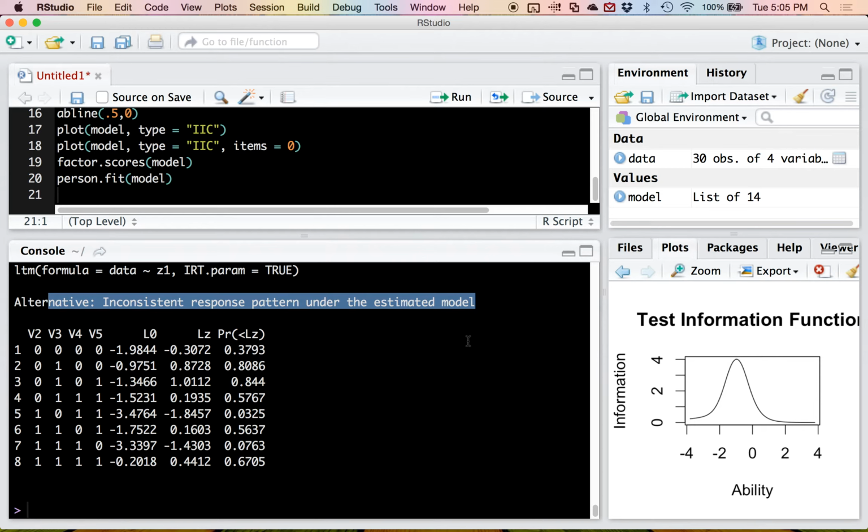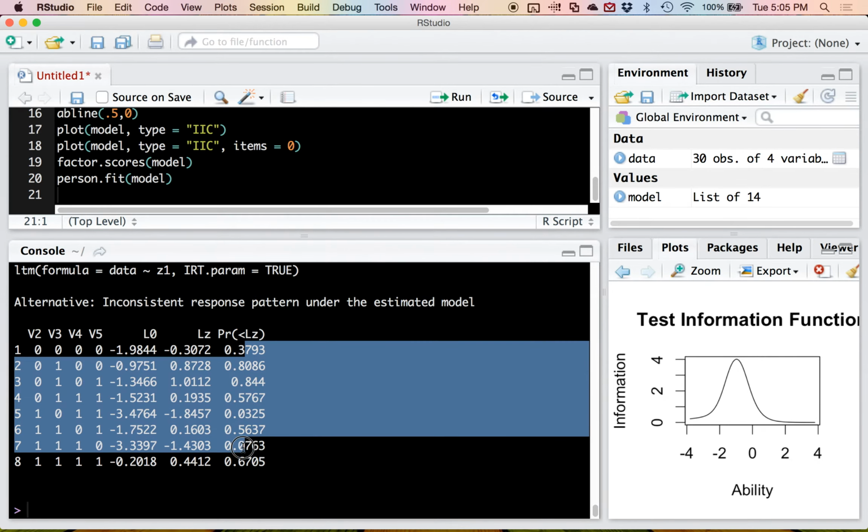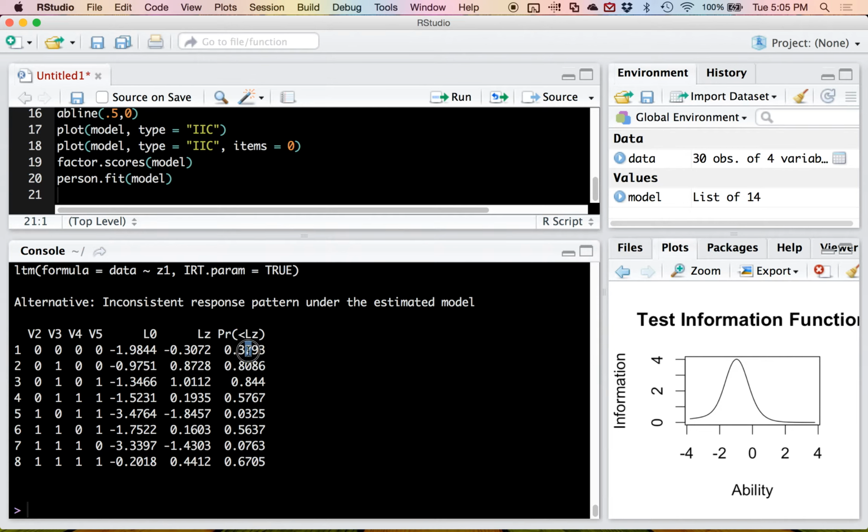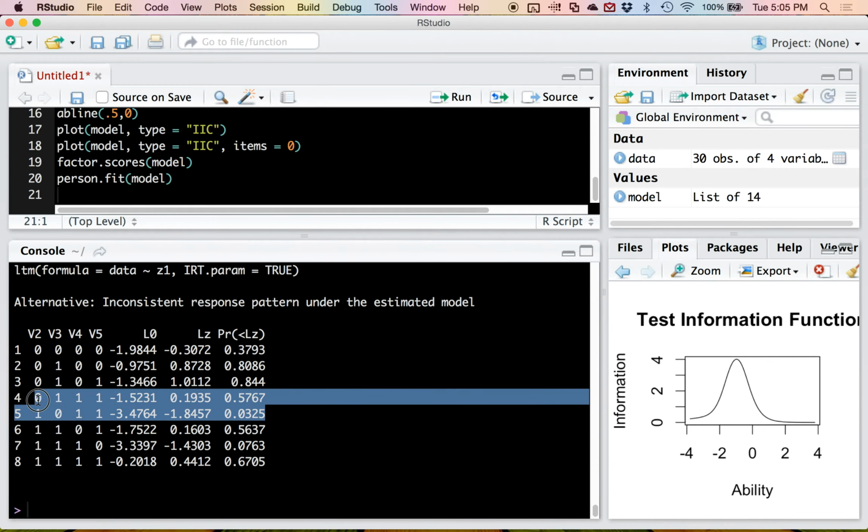And so here's the idea. The alternative you're testing is that it's an inconsistent response pattern. And so that would be bad. You want the response pattern to be consistent with what you're modeling. And so you actually want the p-values here, the probability of an inconsistent response pattern, to be non-significant. So you want those to be not less than 0.05. Okay, and there's only one really that is less than 0.05.